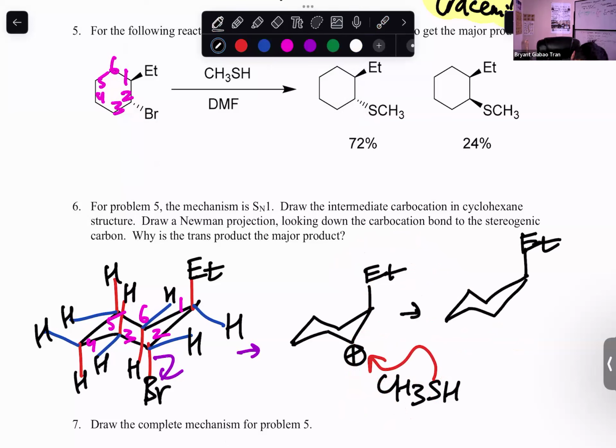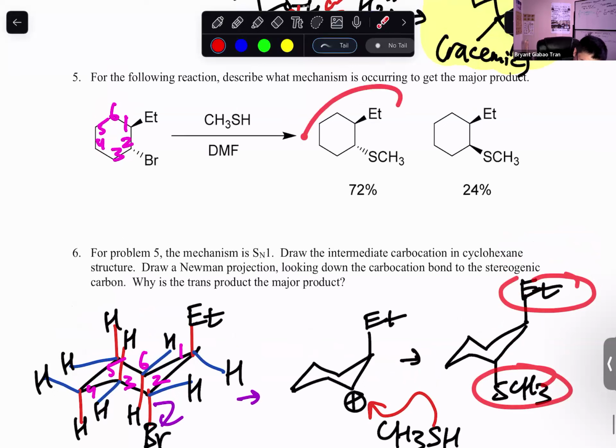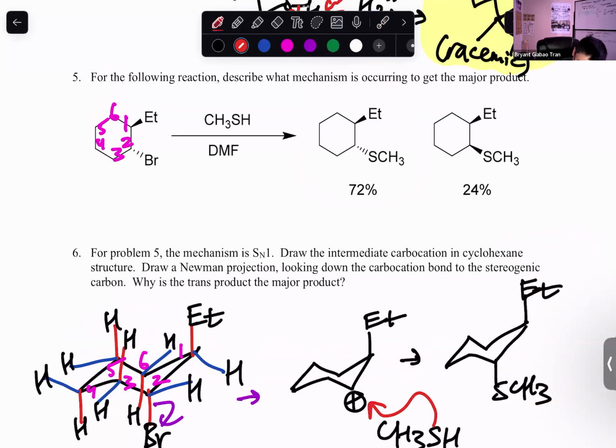Right. So if the Et is here, the SCH3 would go here. And you notice how they're trans to each other. One is up, one is down. That's why this is the major product right here, to avoid steric hindrance.